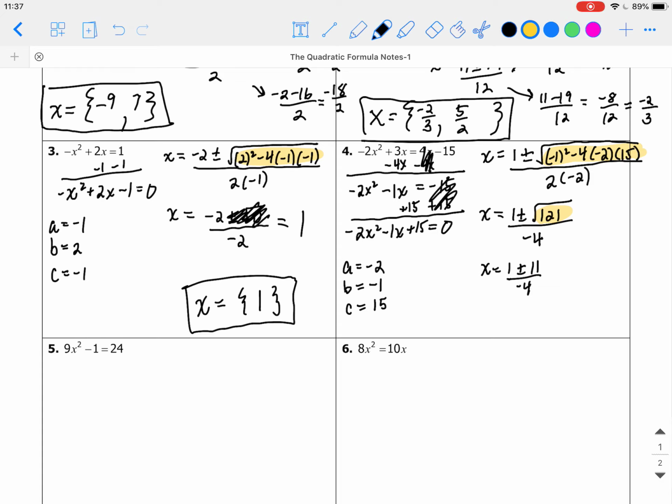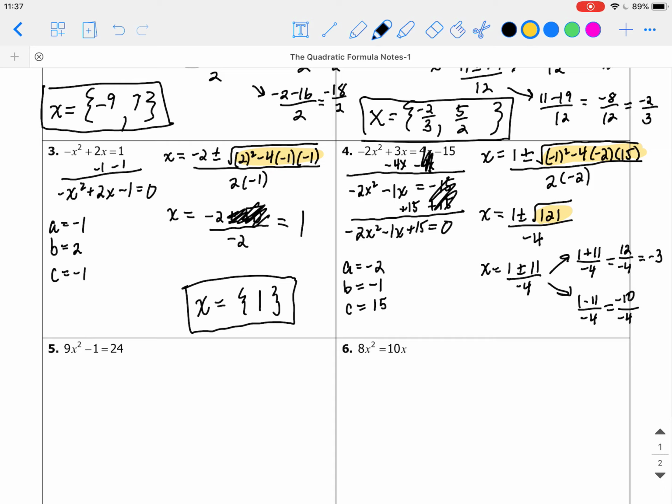And again, we have this situation where we have two different things we need to simplify, right? I have 1 plus 11 over negative 4, and I have 1 minus 11 over negative 4. So 1 plus 11 will give me 12. Divided by negative 4 is something that we can actually simplify. So 12 divided by negative 4 is negative 3. 1 minus 11 will give me negative 10. Divided by negative 4, so this does simplify.